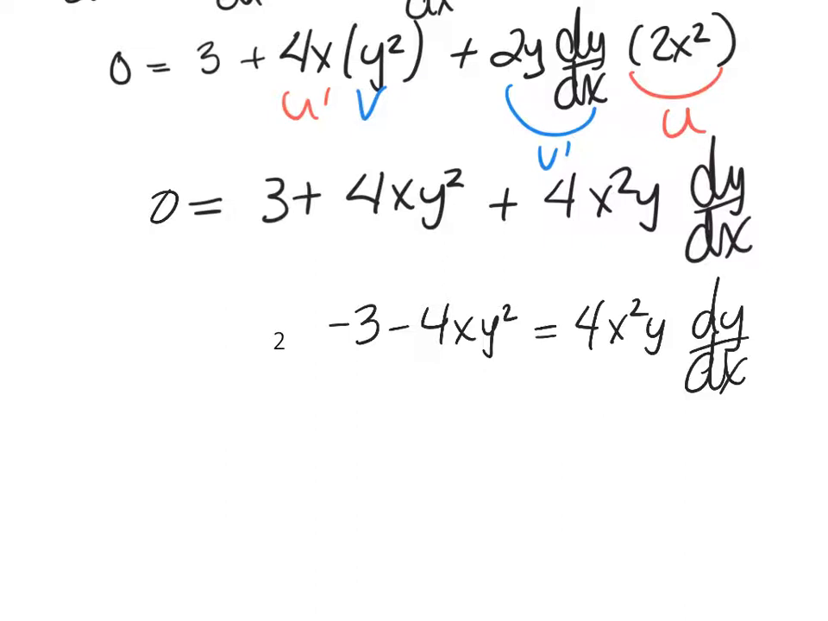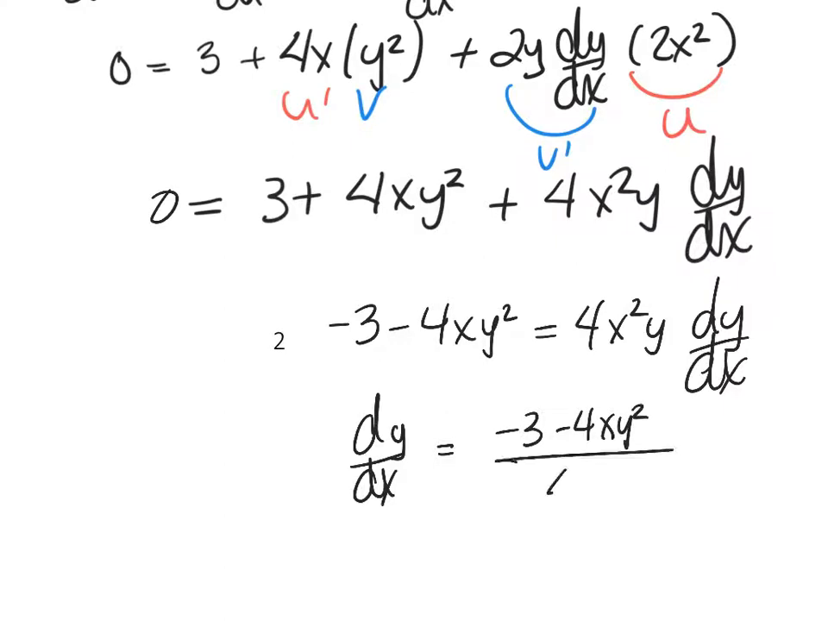Now we just divide both sides by 4x squared y, and we're done. So dy/dx, or y prime if you prefer, is equal to negative 3 minus 4xy squared divided by 4x squared y. And I walk away really happy. I'm just so happy because it's done. I'm just so happy because it's beautiful. It's actually kind of beautiful.